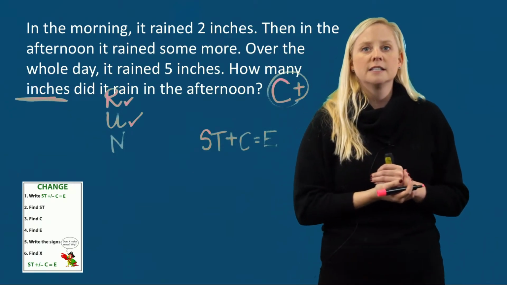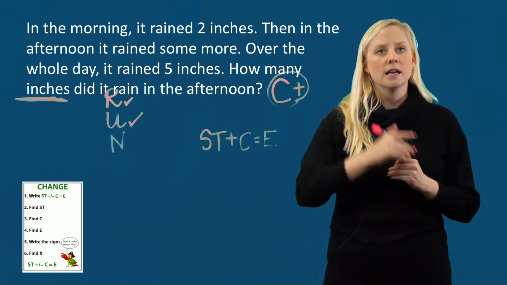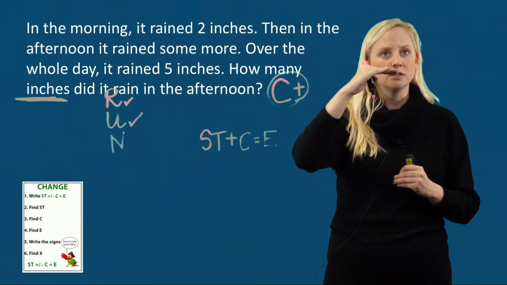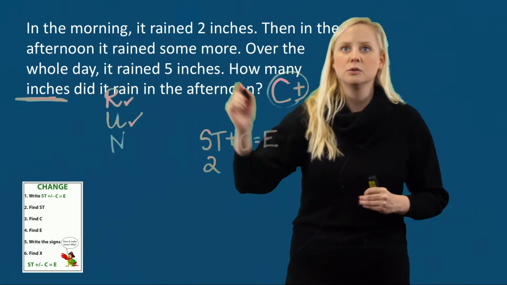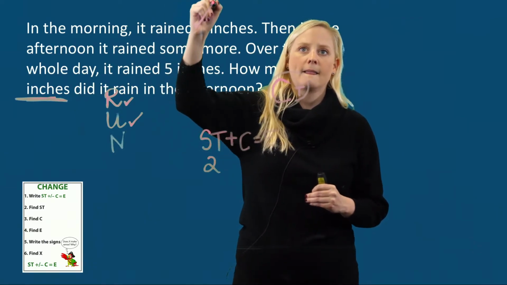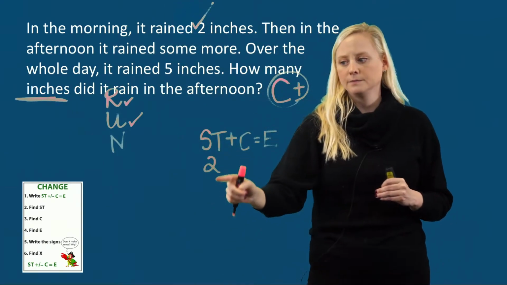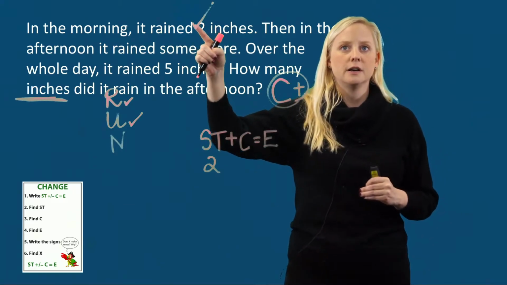Step 2 is find the start amount. In the morning, it rained 2 inches. I know that the starting amount was 2 because that's what it rained in the morning. So I'm going to put a 2 under the start amount, and then I'm going to check off my 2 here.